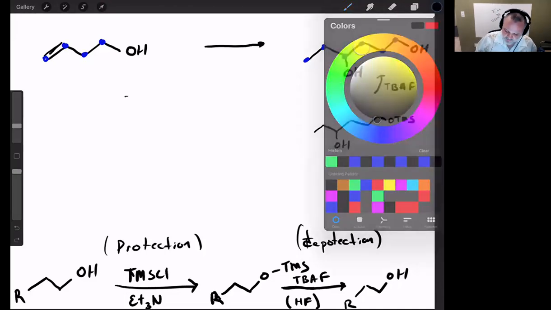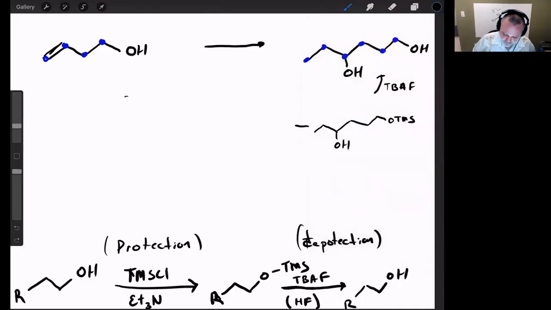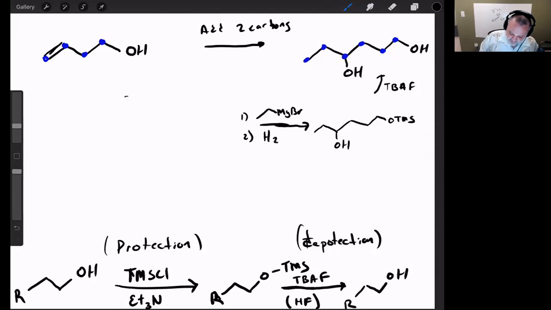And so now I can think about, well, then what would it have looked like, and what would the Grignard reagent have been? Well, I've already established that I have to add 2 carbons. So perhaps it was a 2-carbon Grignard reagent in the presence of water.